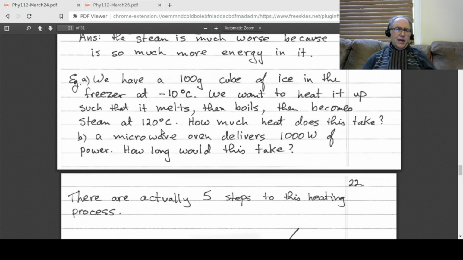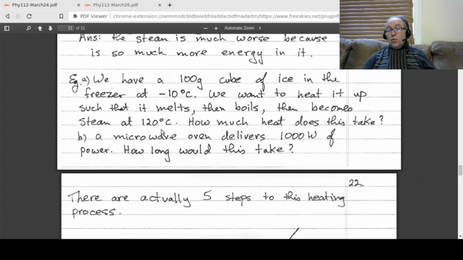And part B is just to give you a sense of how long this would take in a microwave oven. Most microwave ovens are like 900 watts. When you buy one, you can actually see the ratings. To make the numbers easy, I said our particular microwave oven is rated at 1,000 watts. So that's the power level.